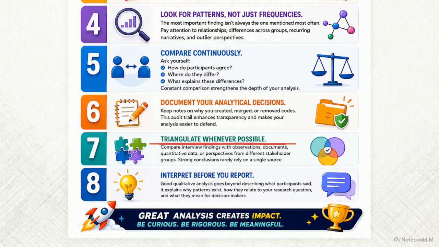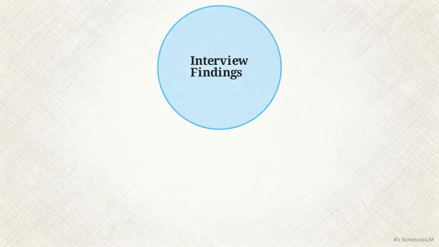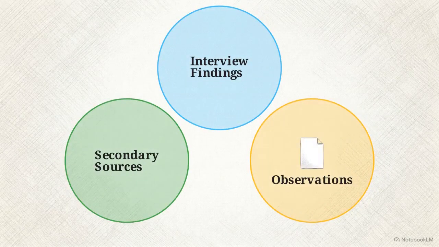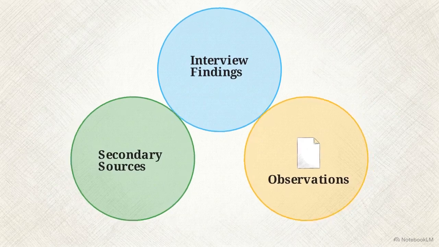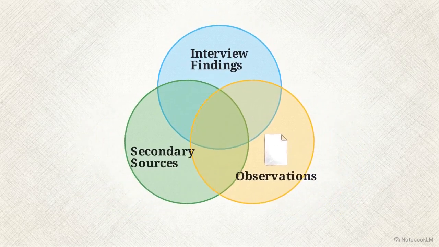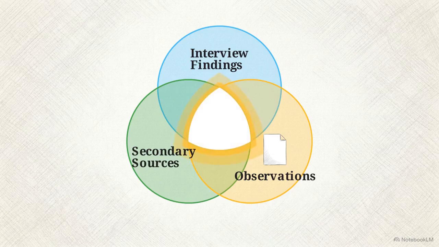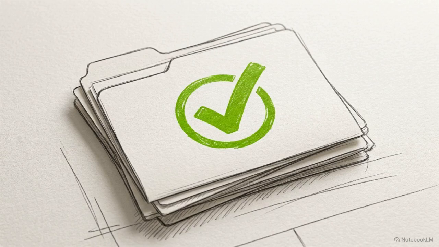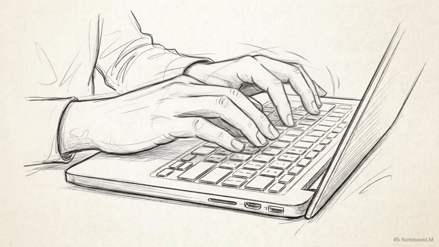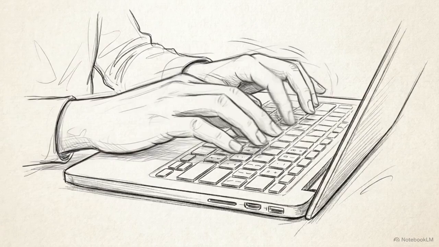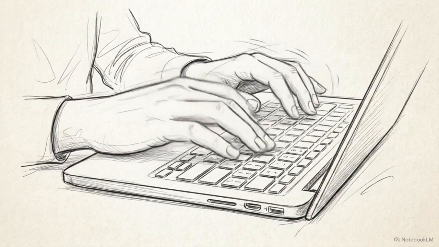Our final phase brings us to practices 7 and 8, triangulating data and interpreting the results. This diagram represents triangulation. To validate what you found in the interviews, layer in your secondary sources, like survey data or field observations, to confirm the patterns hold true across different methods. With the data confirmed, your job is to interpret it. You have to clearly write out why these patterns exist and precisely how they answer your original research question.